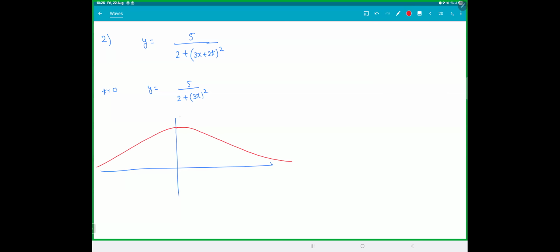What is the highest value of this bump? When x and t are 0, y is maximum. That is your amplitude, and therefore amplitude is 5 by 2. That is the height of this bump, 0, 5 by 2. And what is the wave speed? Wave speed is the coefficient of t divided by the coefficient of x, 2 by 3. It is going to the left side, minus i cap. It's a left traveling wave. So this bump is traveling with a speed of 2 by 3 meters per second.